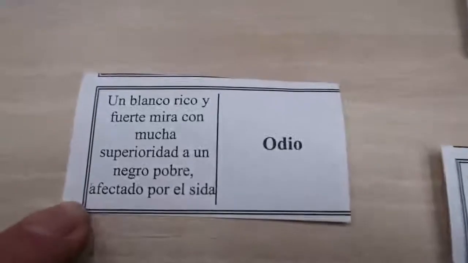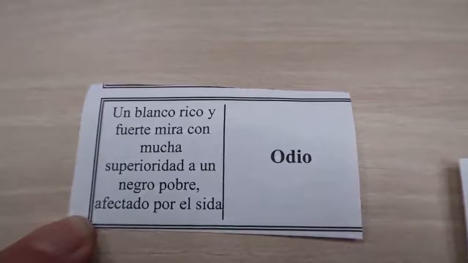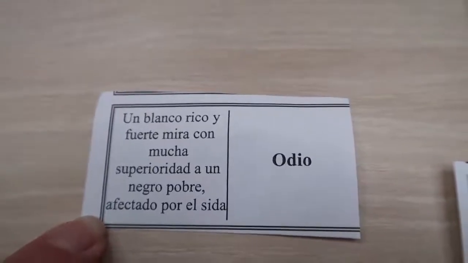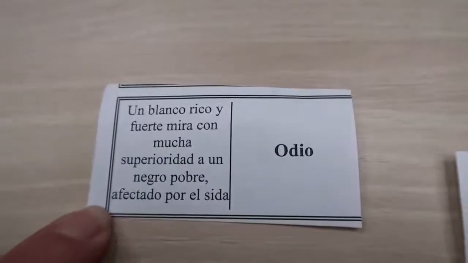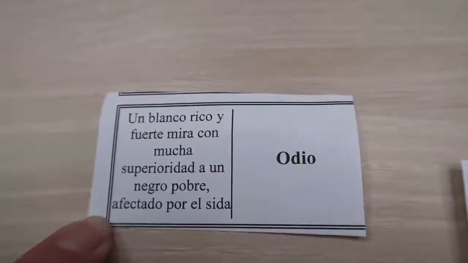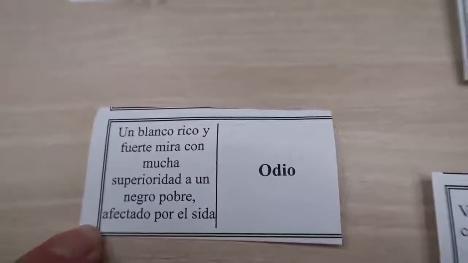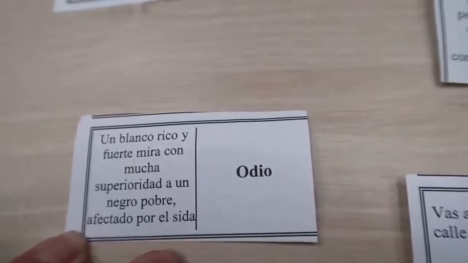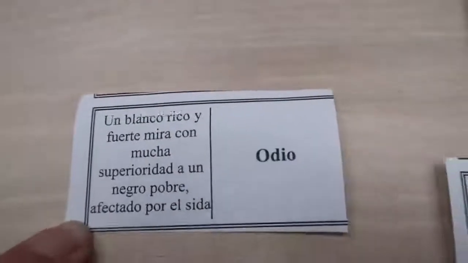I think this one would be desprecio. ¿Cómo lo lees? A person who is rich and strong looks down on other people, a un negro pobre afectado por el SIDA. So which one would we say that was? My guess is desprecio. Desprecio, definitely.